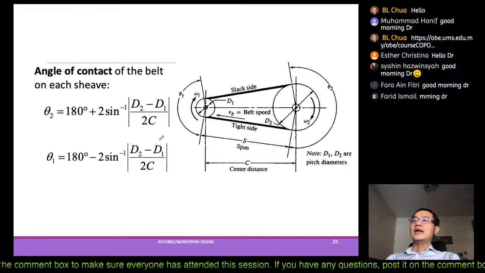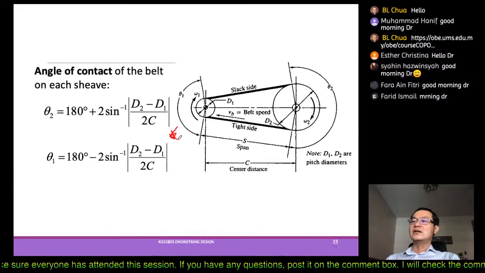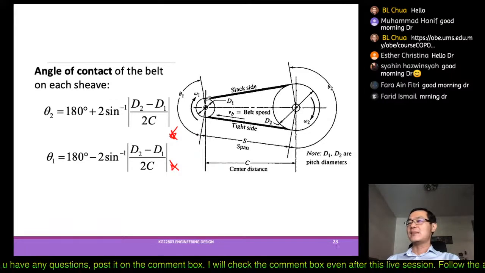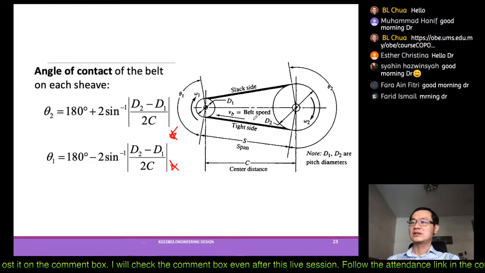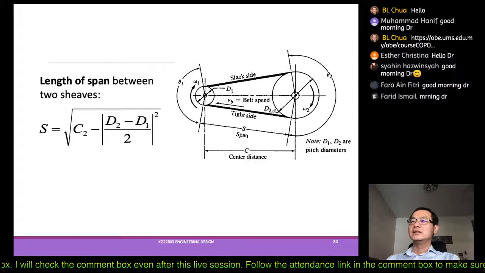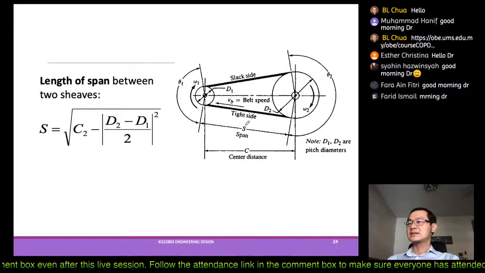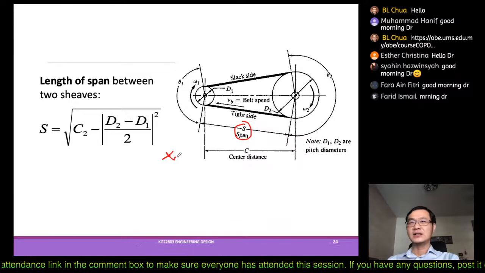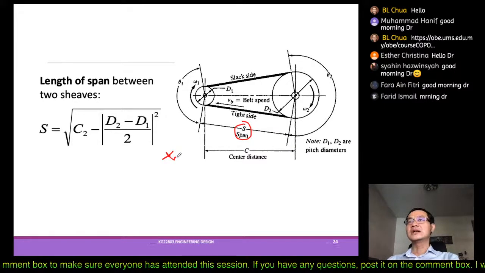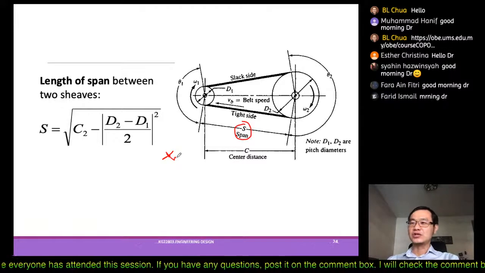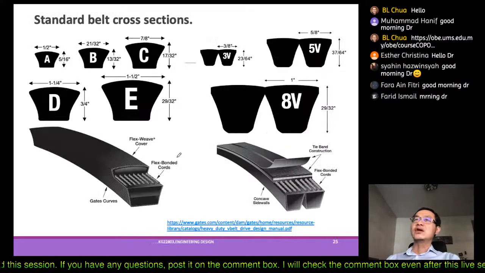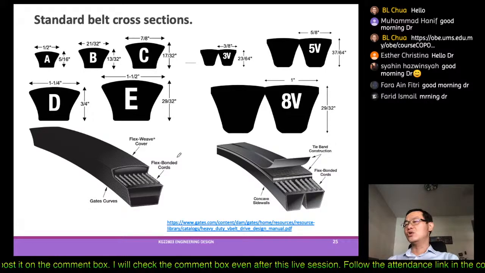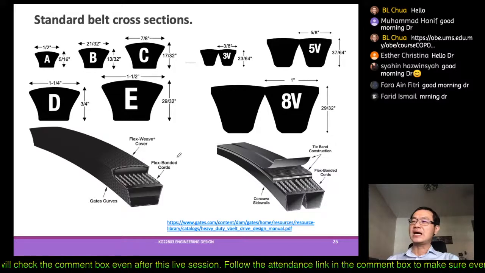This is the contact angle that you can calculate or estimate using these two equations, so you can calculate the wrap angle between them. The length of span, the S, we can also estimate using these equations. So it's just about which equation to use, so don't worry about that. You can always refer to textbook or notes or the internet. The equations are standard.